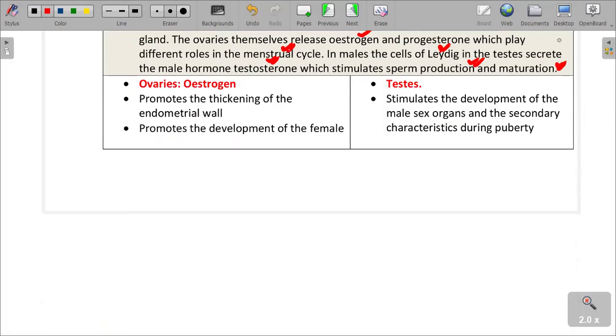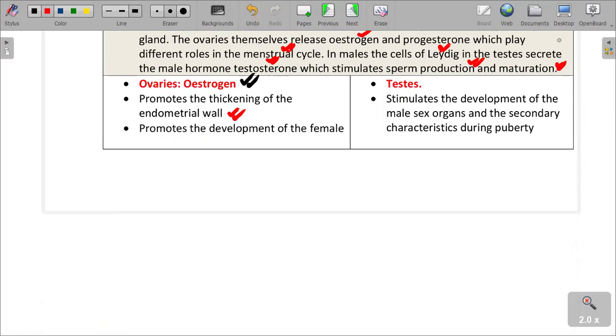So let's look into the ovaries. Ovaries produce estrogen, which is very correct. We are saying estrogen is produced. What's the function of estrogen? It promotes the thickening of the endometrium walls.